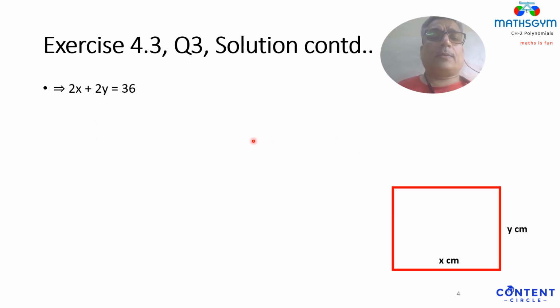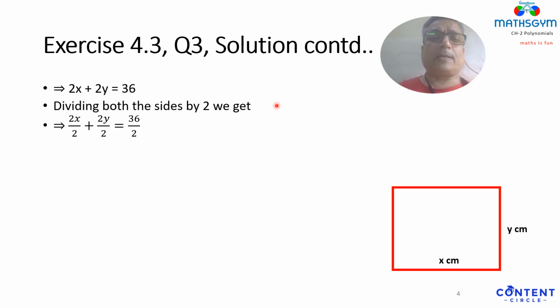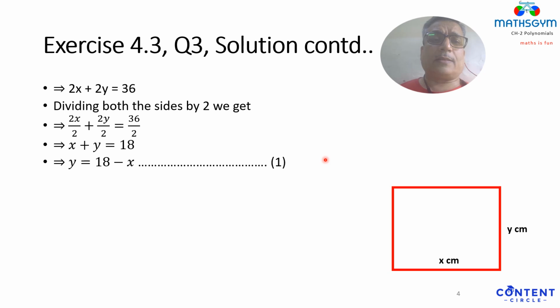We can see that this entire equation can be divided by 2. So dividing both sides by 2, we get 2x by 2 plus 2y by 2 is equal to 36 by 2, which is fundamentally x plus y is equal to 18. Making y the subject, we get y is equal to 18 minus x. Let's give this as equation number 1.